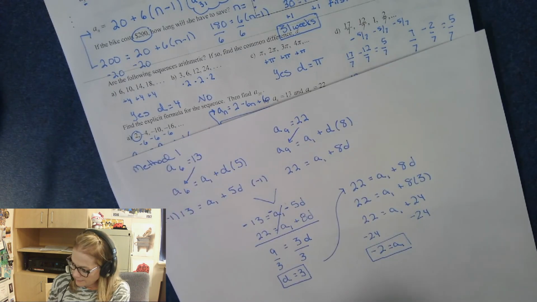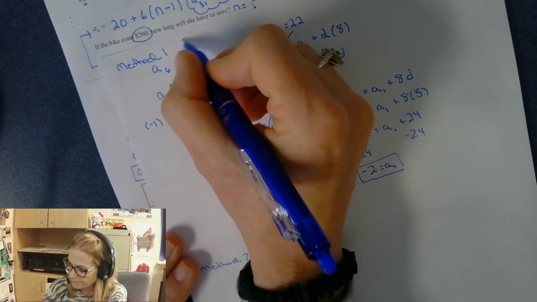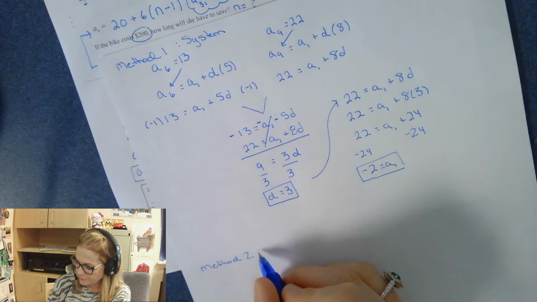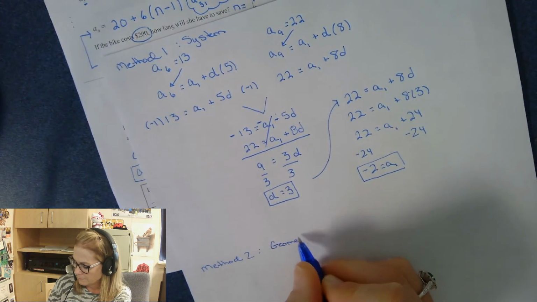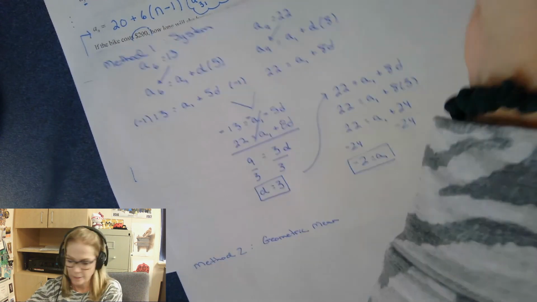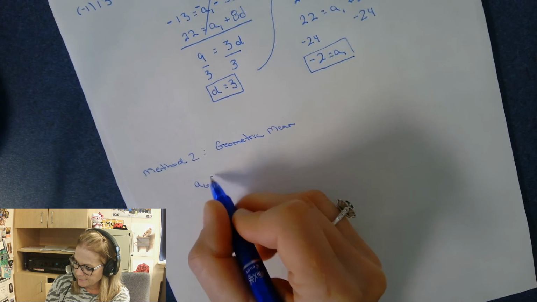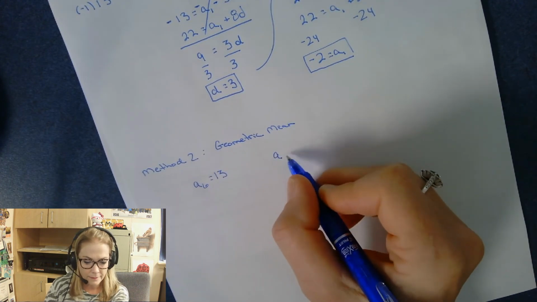Method 2 is kind of called the common sense method. So method 1 was a system, and this is using a kind of common sense, but it's something called the geometric mean. Okay, so method 2 would be to take this a_6 is 13, and a_9 is 22.